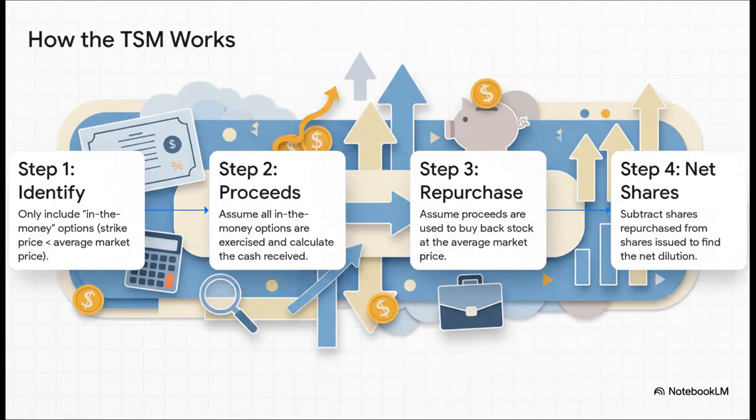So how does this whole hypothetical thing work? It's really just a four-step process. First, you only look at the options that are in the money. That just means the price an employee gets to buy the stock for is lower than what it's trading for on the market. I mean, it makes sense, right? Why would you pay more for something than it's actually worth? Second, you figure out how much cash the company would get if all those options were used. Third, you calculate how many shares that cash could buy back from the market. And finally, you find the difference, the net number of new shares that get added to the pile.